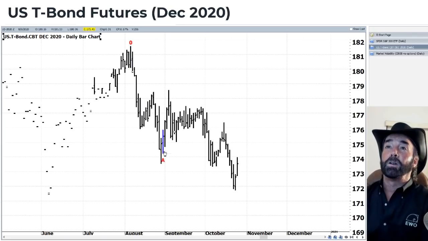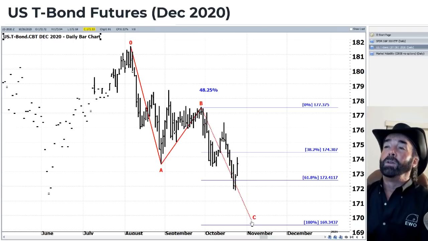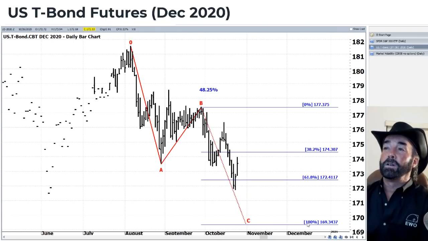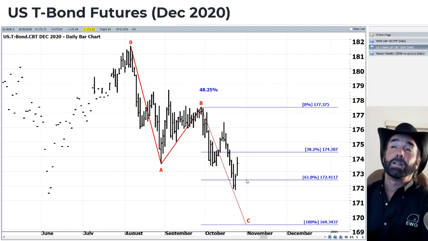In fact, look at this chart with this big, huge zigzag pattern that we have here, and we still have a C-wave extension target down to 100%. All we did was bounce off the 61.8% extension, which makes a lot of sense. It's a primary fib level, and so it's acting as support, and we're bouncing to the upside.